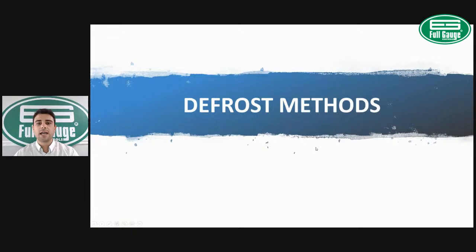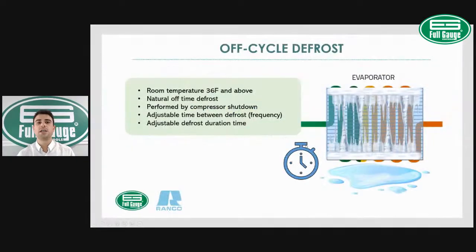Now we're going to take a look at what the defrost methods available are. We're going to start with the off-cycle defrost, which is also known as a natural defrost or air defrost. This is commonly found on medium temp refrigerated units, applications that have room temperature from 36 and above.